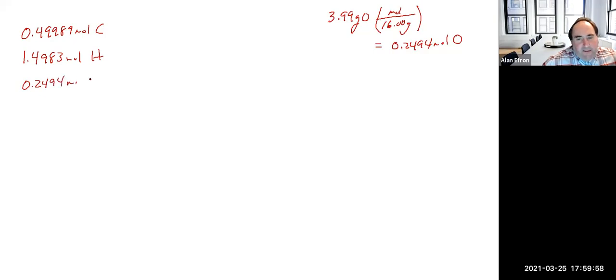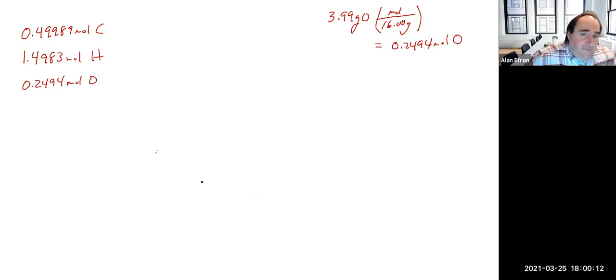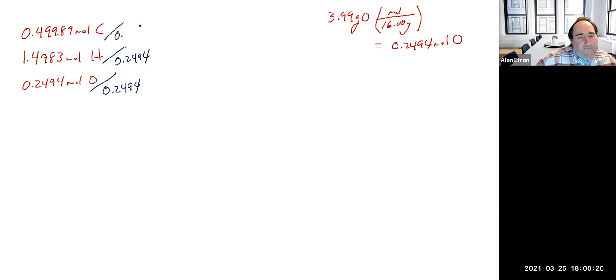Any questions on that so far? So what I just did is equivalent to what we were talking about in our empirical formula problem last time, of converting everybody into moles. Now that I have everybody into moles, just like we've done before, we're going to divide by the smallest number of moles, which does appear to be 0.2494. Again, this is equivalent to going from grams to moles, dividing by the smallest number of moles.